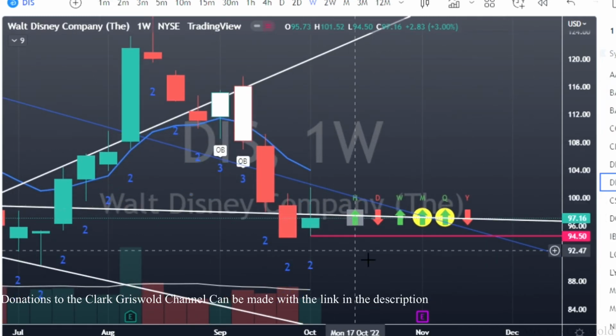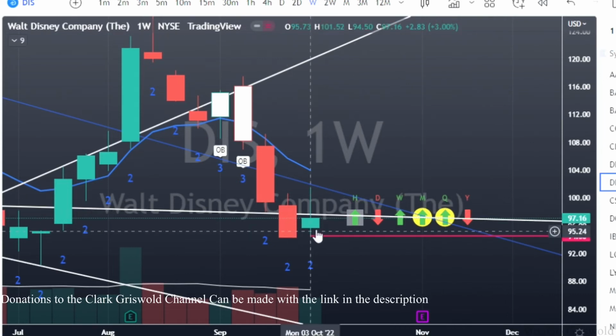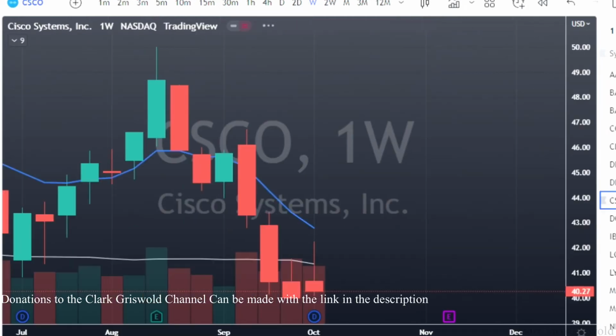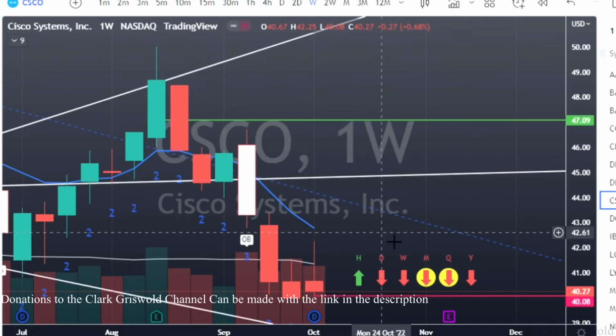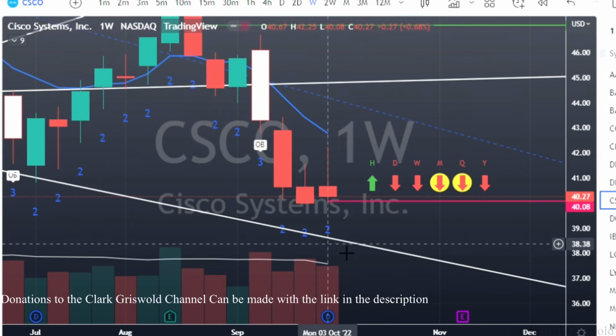Okay, Disney, same thing, 2 up green, but we're going to look for puts at 94.50 because of that shooter candle. It's an actionable signal. There are 3 actionable signals when we talk about the Strat. There's these shooter candles, there's these hammer candles, and then there's inside bars. Those are the 3 actionable signals. Okay, here's another one. 2 up, finished red, shooter candle on Cisco. We're going to look for puts at 40.08, and we're going to look to tag the bottom of this broadening formation.